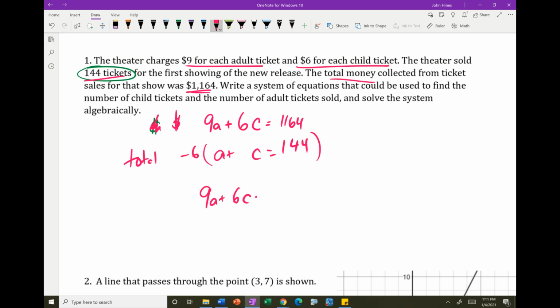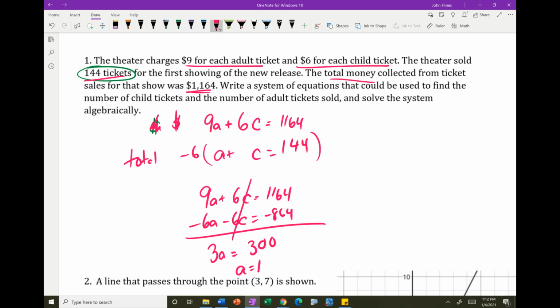I didn't touch the top, but I did multiply the bottom by -6. Why -6? I'd use -6 so that I could have opposites. I'm reaching for my calculator here so I don't make any embarrassing mistakes like I have previously. And of course the batteries are low. There we go, -864. 3a equals, so I'm going to use my calculator again here, even though I can do that in my head, 300. So that means there's 100 adults.